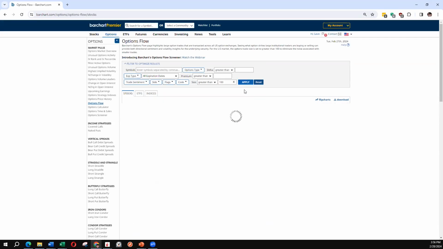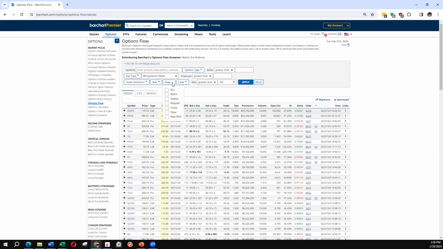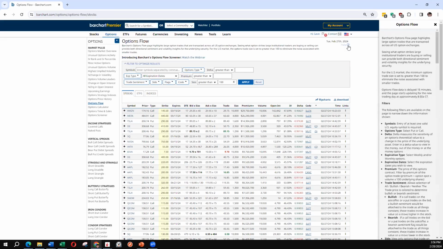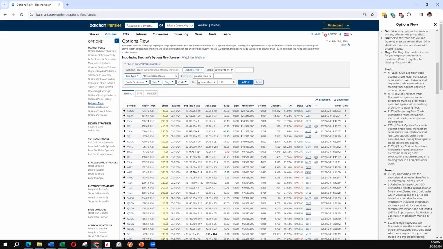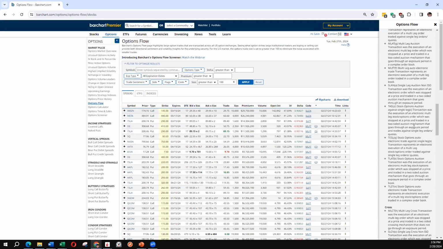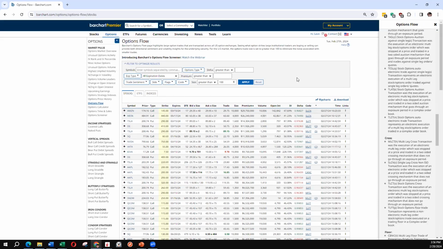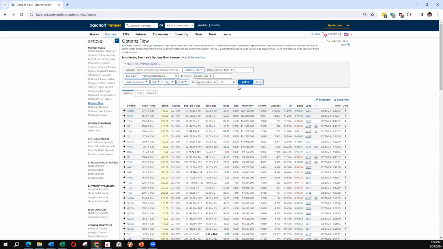I'll just reset that. We can also filter with flags here, whether we want to see block, sweep, regular. And if you want to know a bit more about those particular functions, you can click on the help icon here and read a bit more about the types of block trades. And then we've got the codes in here as well, which everything's listed here. And we can also filter for those codes if we want to.